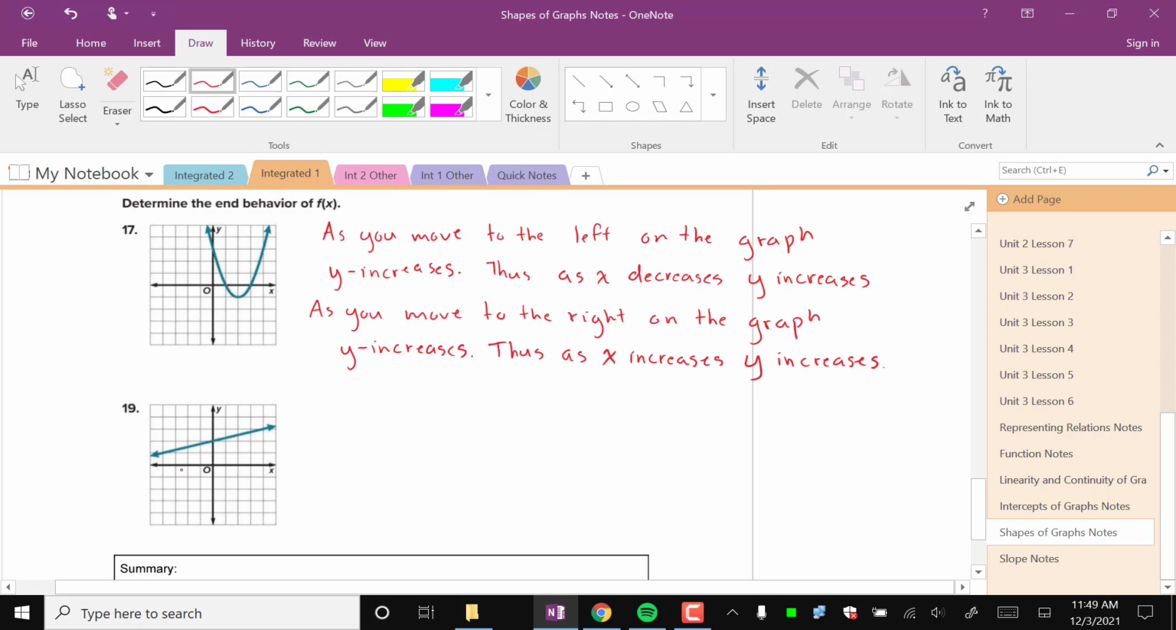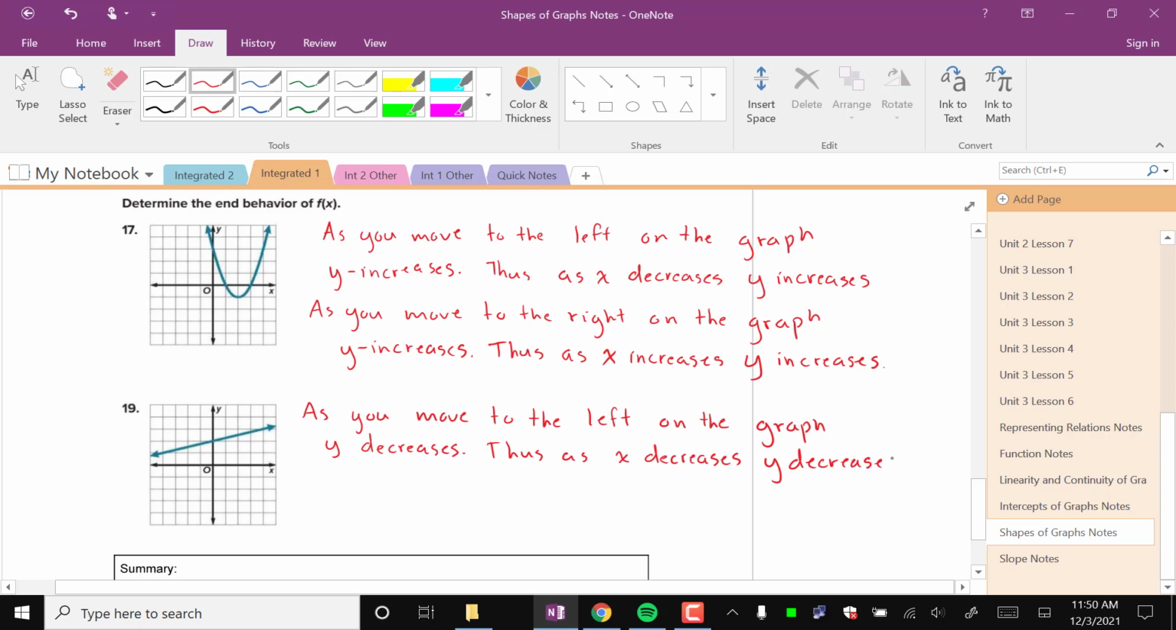All right, number 19. Number 19 is different. If we keep going to the left, we're going to keep coming down. If we keep going to the right, we're going to keep coming up. So let's write that out. As you move to the left on the graph, y is coming down this time, y decreases. Thus, as x decreases, y decreases.